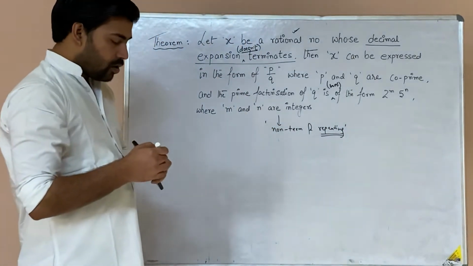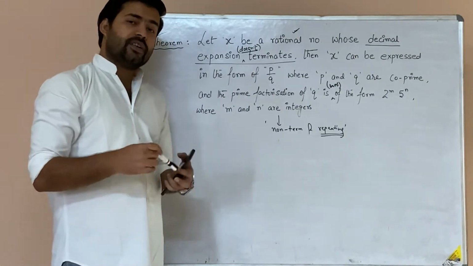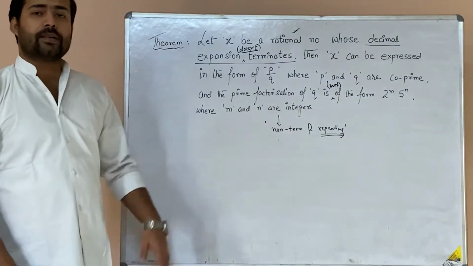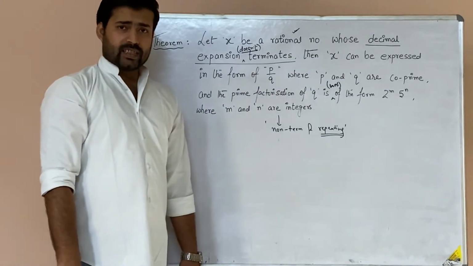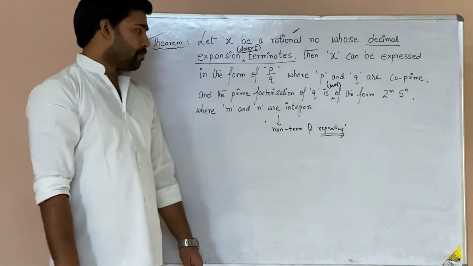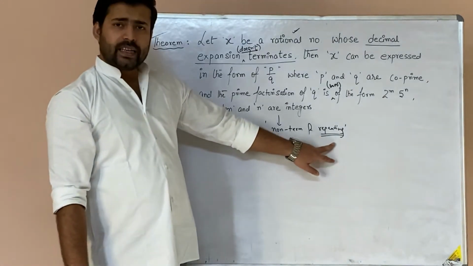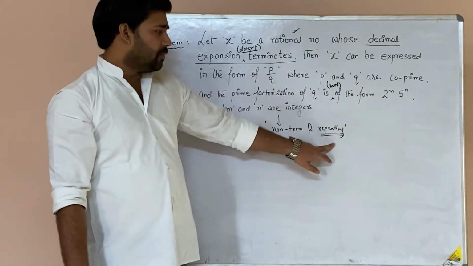Why are we not using non-repeating? Why are we not taking it? Because non-repeating type is never a rational number. Non-repeating type is always an irrational number. We have seen it in the first lecture. So that means non-repeating type we will not be taking. So we will be taking repeating type.